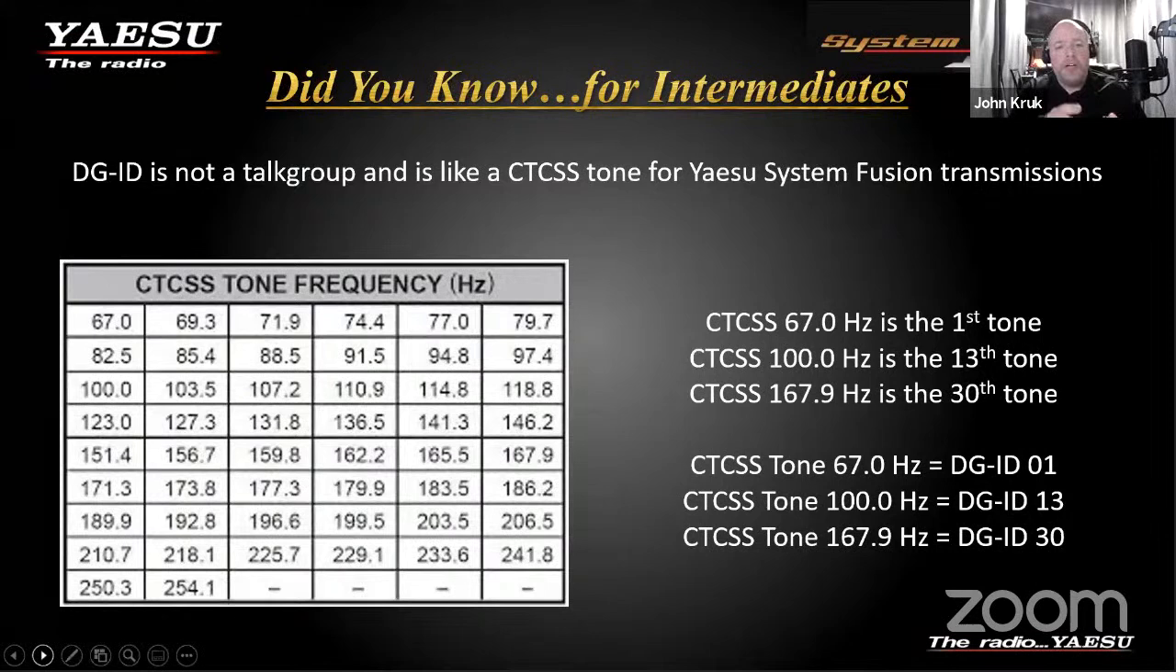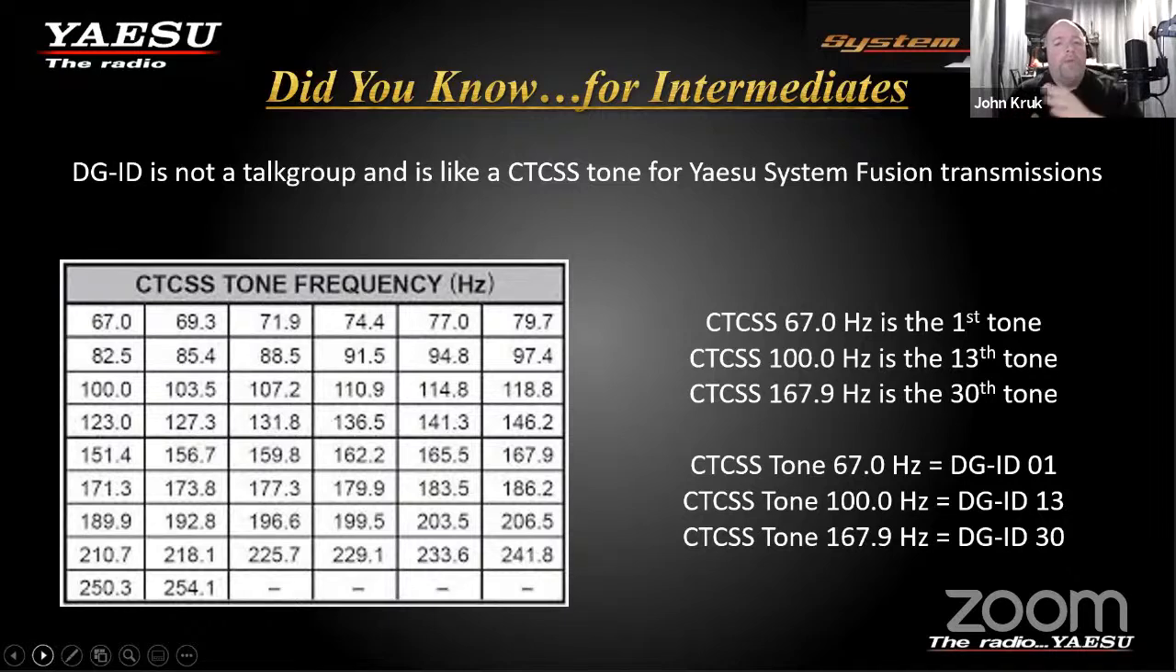In addition, with DGID, just like CTCSS, you can have different setups and combinations. You can go in on one CTCSS tone and you can come out on another CTCSS tone. Same thing with DGID. You can transmit on a certain DGID and receive on a different DGID. So it really offers that level of flexibility, or you can just transmit with the DGID and receive 00 code, which I'll cover in a second.